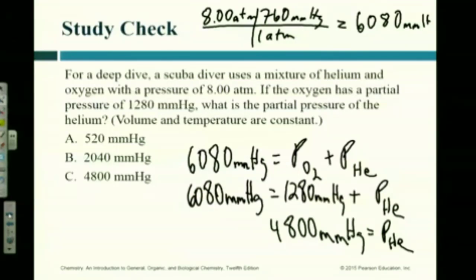So what we got? Everybody sees why? Because by adding two together, I get this for total. So if I take the one I know and subtract it from the total, that gives me the one I don't know, right?